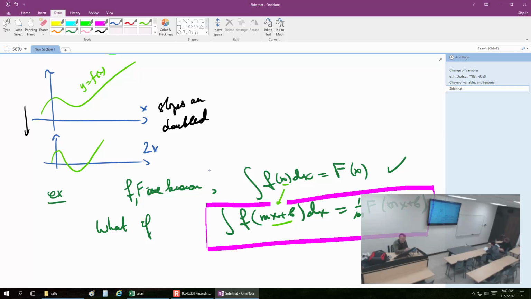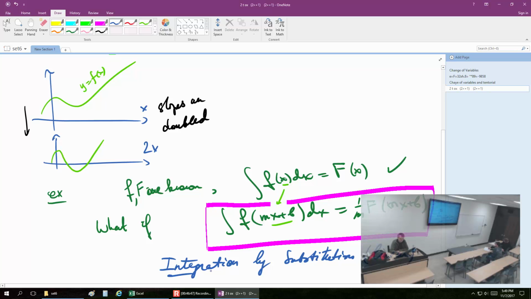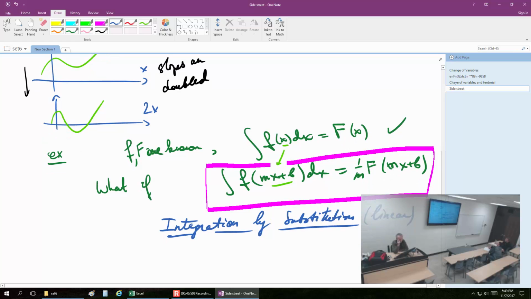So this is the number one formula. It's called integration by substitution. The linear case, the linear substitution. So once again, substitution. Once it's identified what's happening on the left, I carry it out on the right as well. But I have to have this kind of a coefficient that makes up for a possible change of geometry. So it is 1 over m.